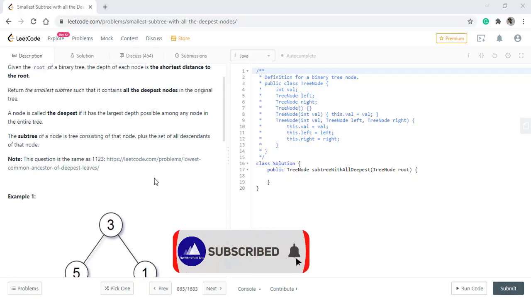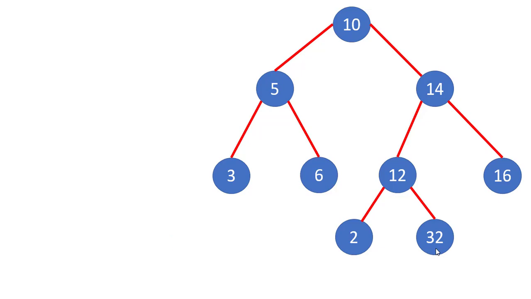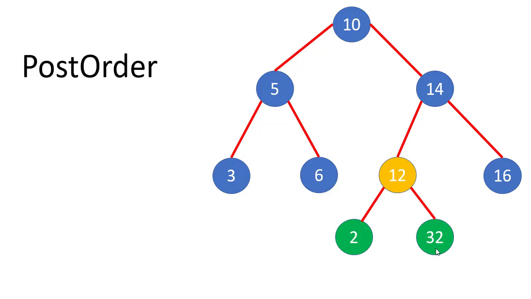Let's understand what needs to be done. Suppose this is a tree given to us and we need to find the subtree with all the deepest nodes. As we can see, the answer is node 12 as it has all the deepest nodes attached with it. We first need to know the depth of both the left and right child and then take an action on the root node, whether to include it or not in the result. So the operations are in this particular order, which is left, right and then root. This order is nothing but post order. So we need to do a post order traversal in order to find the answer.